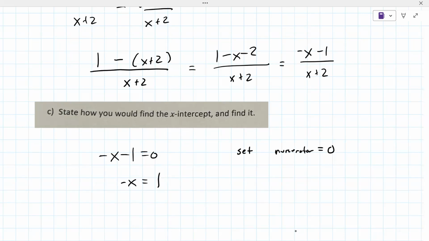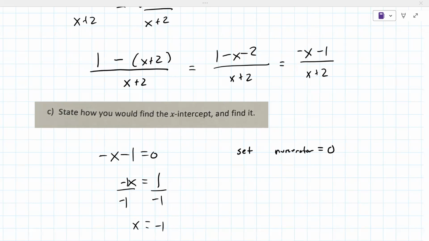You have negative x equals 1. How do you undo a negative in front of the x? What do you multiply or divide by? You should divide by what number? Negative 1. Okay, so what does x become? Negative 1. There you go. So what's the x-intercept? x equals negative 1. Very good.